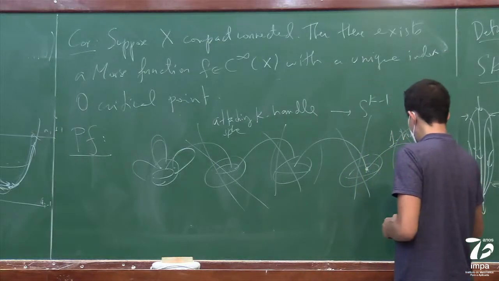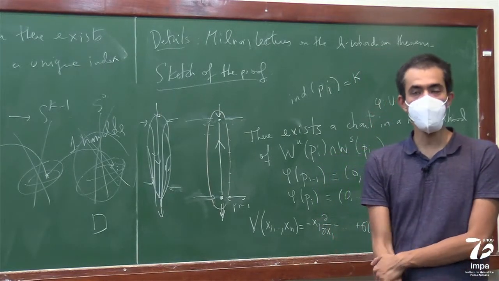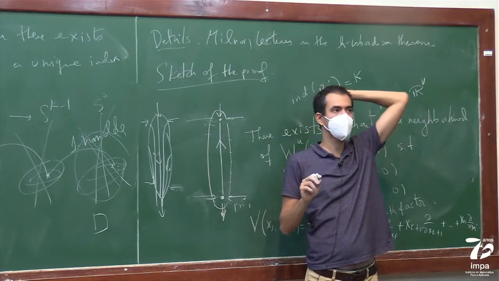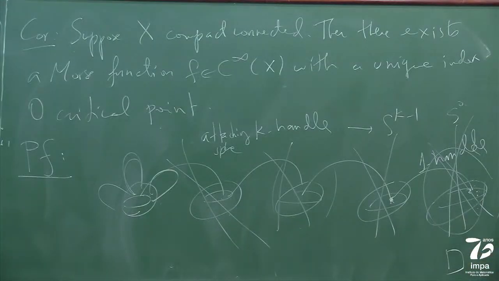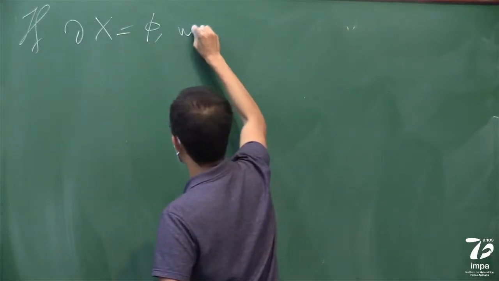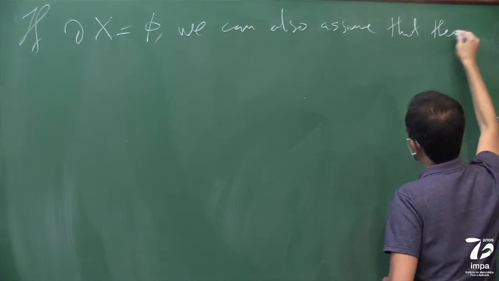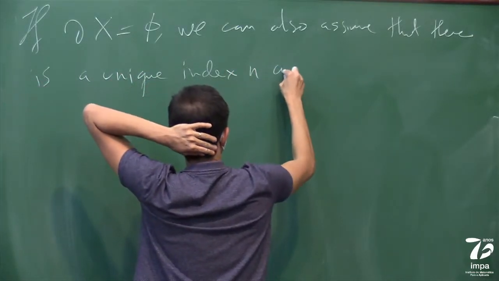So you can always assume that you have a unique 0 handle, or a unique index 0 critical point. And if the manifold doesn't have boundary, then you can flip the manifold upside down, and you can do the same thing for the n handles. So if the manifold is closed, so if the boundary of X is empty, we can also assume that there is a unique index n critical point.